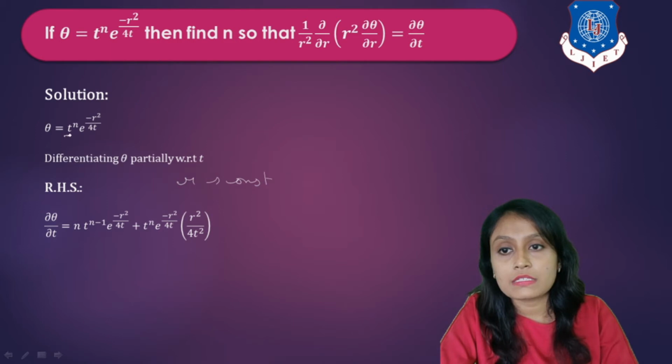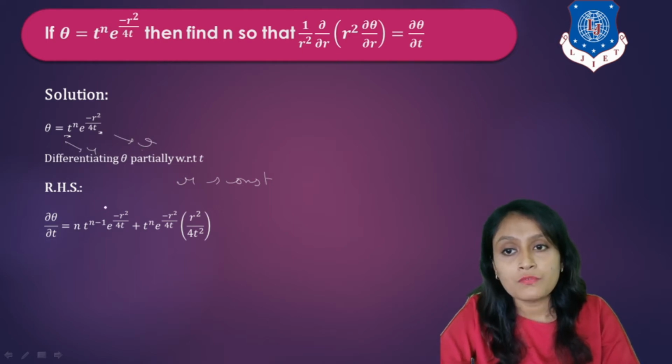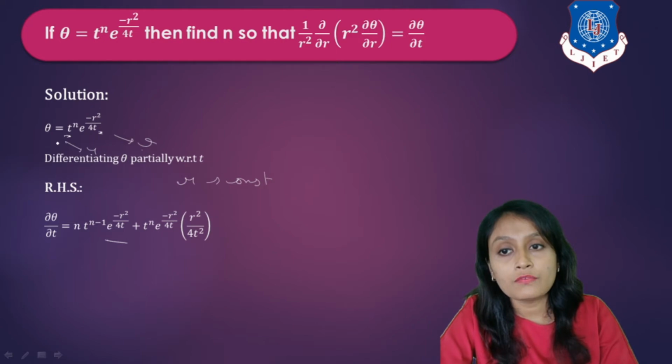Now t is present here also and here also, so for that we will apply the UV rule. Take this as u and this as v. So firstly e raised to minus r square upon 4t is kept as it is, and the derivative of t raised to n is what? n t raised to n minus 1. Plus t raised to n is kept as it is, and the derivative of e raised to minus r square upon 4t is what? e raised to minus r square upon 4t into the chain rule.